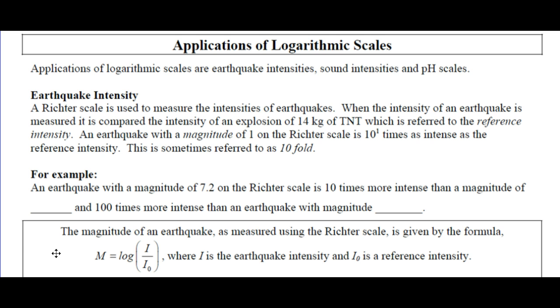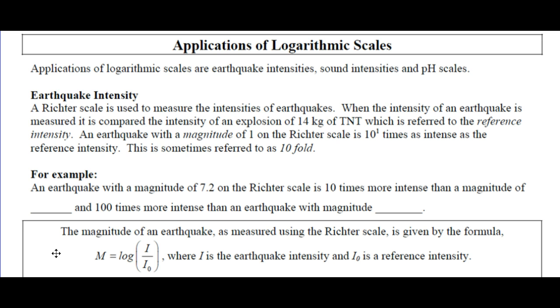Anyways, the Richter scale is used to measure the intensities of earthquakes. When the intensity of an earthquake is measured, it's compared to the intensity of an explosion of 14 kilograms of TNT, which is referred to as the reference intensity. In other words, they could set up a seismograph, blow up 14 kilos of TNT and see how it registers. That's called the reference intensity, and then everything else is compared to that.